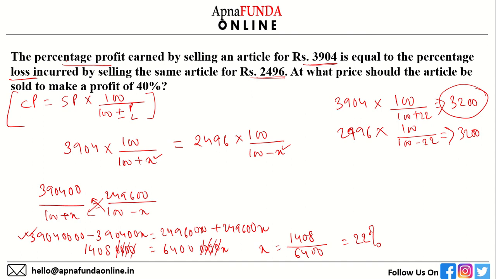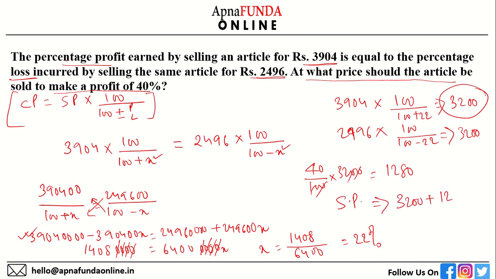We are not done yet because the question is at what price should the article be sold to make a profit of 40%. Now 40% on 3,200, this is how we'll calculate. So let's solve it. 40 into 32, this will give me 1280. So my final selling price is equal to 3,200 plus 1,280. This is equal to 4,480. This is my answer.